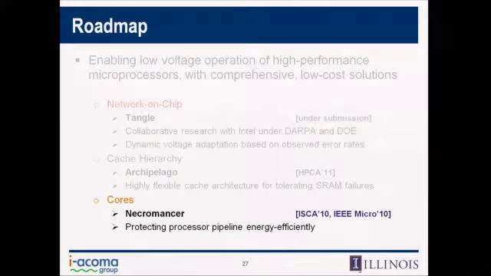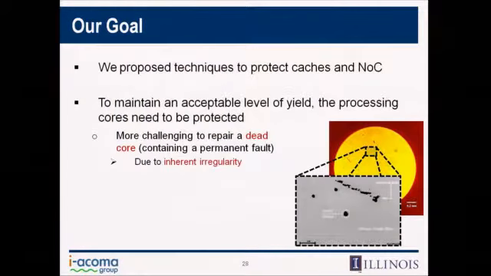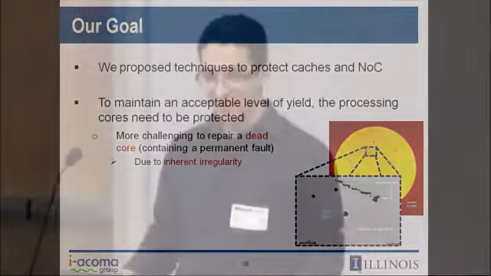All right, since we have limited time, I guess I'll present the Necromancer, which is the work done in order to protect the processor pipeline. Assuming that I have presented the cache work as well, we've presented some works that can protect network on chip and cache. To maintain an acceptable level of yield for the whole processor, since the processor pipeline also consumes a substantial area of the chip, we want a mechanism that protects this part as well. However, this is more challenging since the processor pipeline is inherently more irregular.